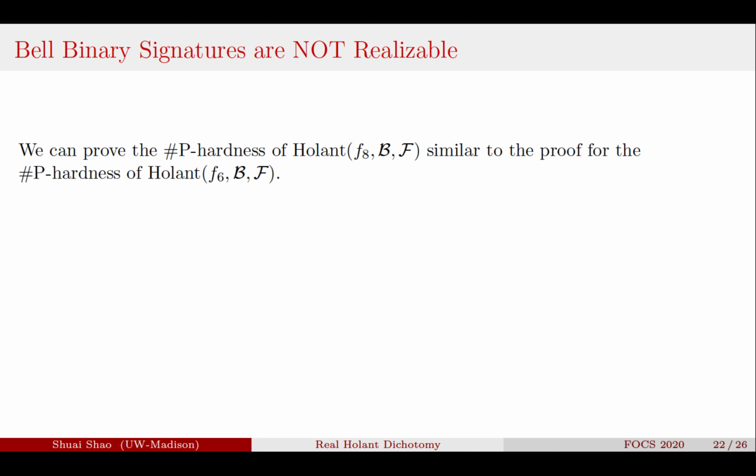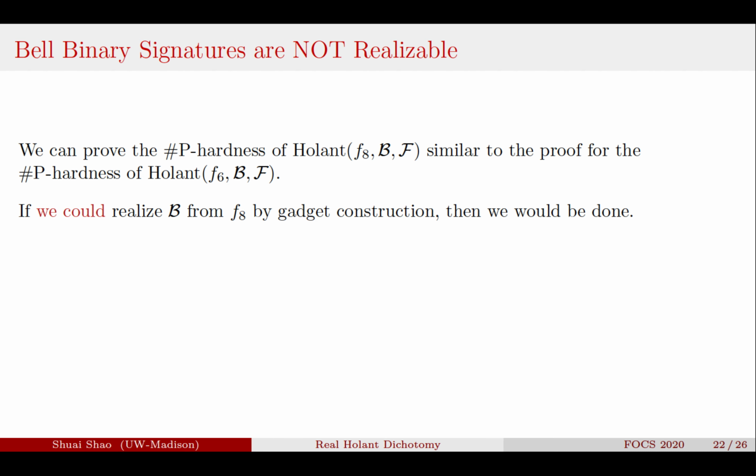Suppose that the signature set script F does not satisfy the tractability condition. Then we can prove the #P-hardness of the Holant problem specified by the signature f sub 8 and all Bell binary signatures and the signature set script F, similar to the proof for the #P-hardness of the Holant problem specified by f sub 6 together with all 4 Bell binary signatures and the signature set script F. If we could realize all 4 Bell binary signatures from the signature f sub 8 by gadget construction, as we did for the signature f sub 6, then we would be done.